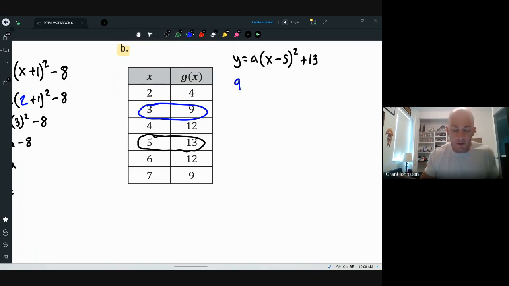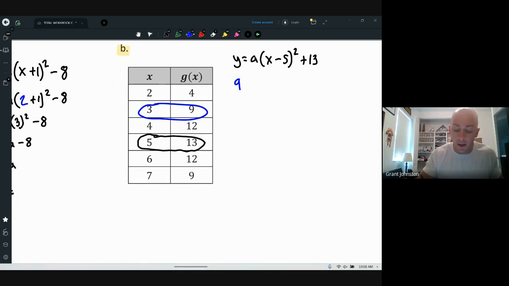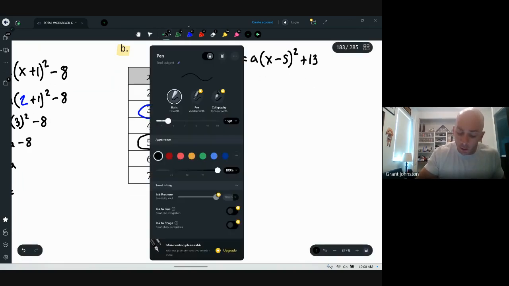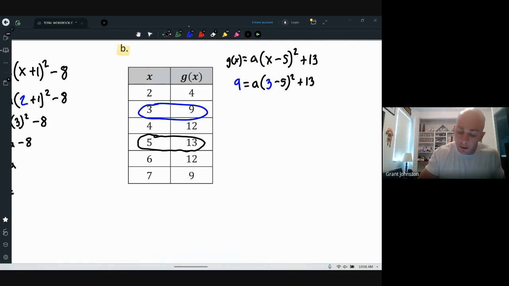And I guess, if I'm being honest, I should be using g of x, not y. It's not a big deal, but as I write my final answer, it's going to matter. So 9 equals a, 3 is x, minus 5 squared plus 13.